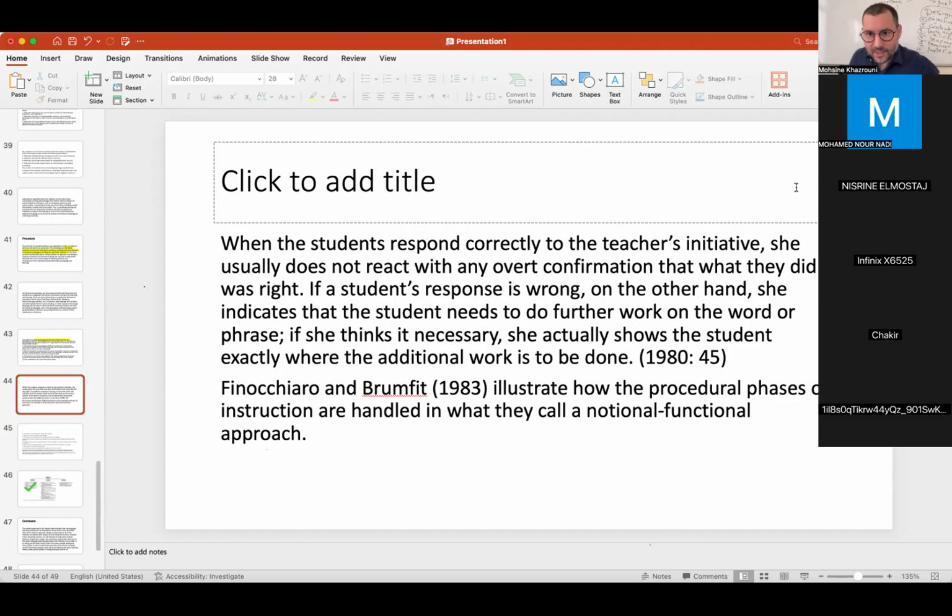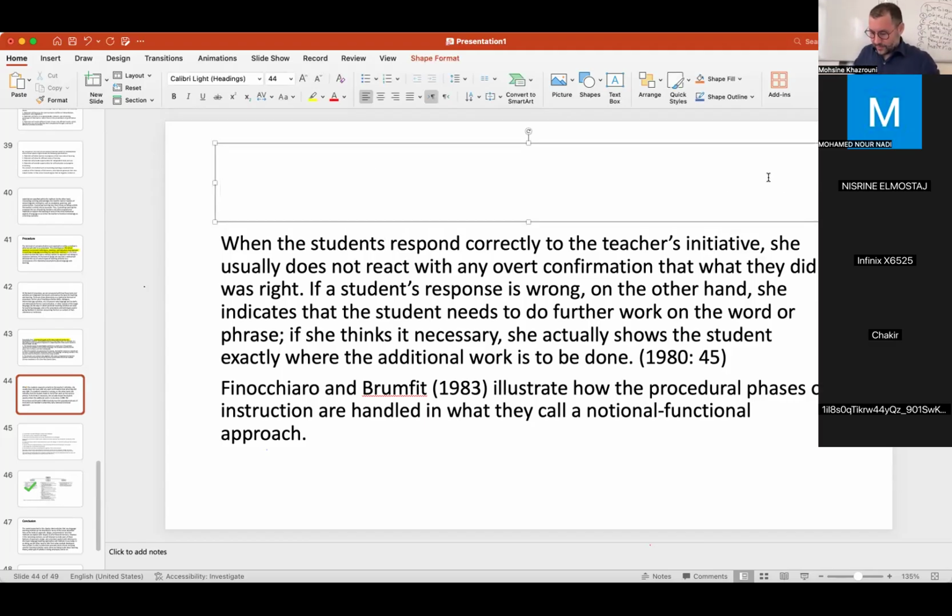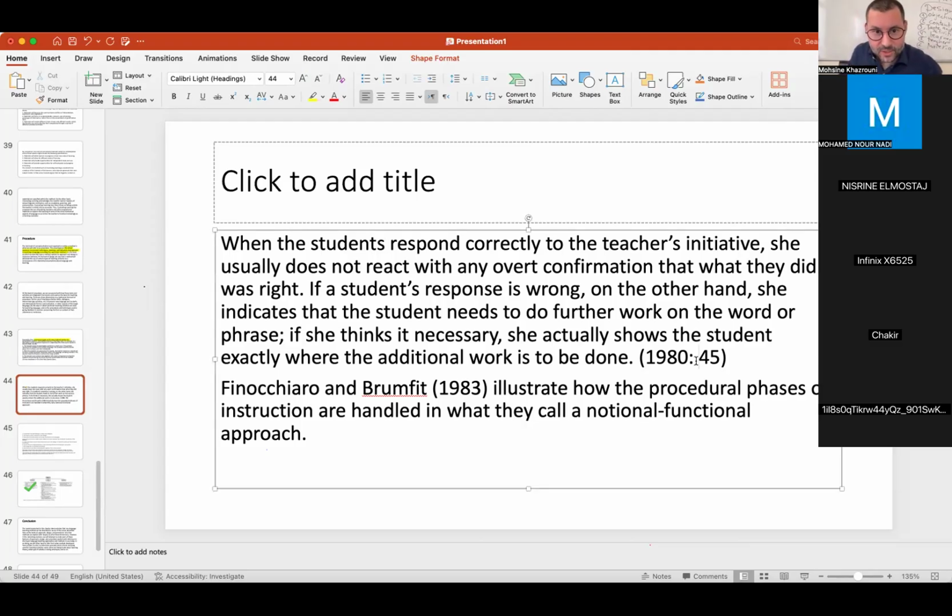The first one is this. You will find it here. Notional functional approach. Can you see it on the slide? Nisreen, can you unmute yourself? Yes, I can see it. Can you write it on the chat for everybody? I did. That's the first one.